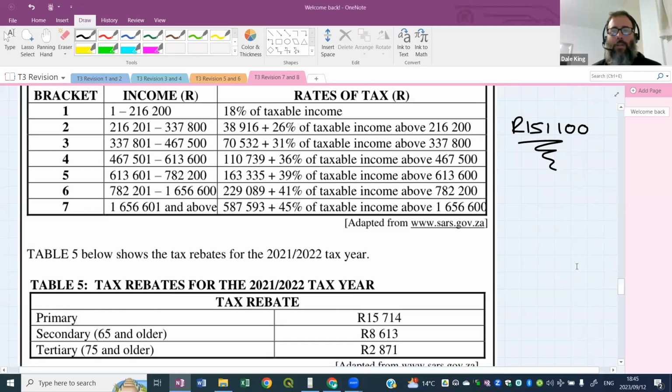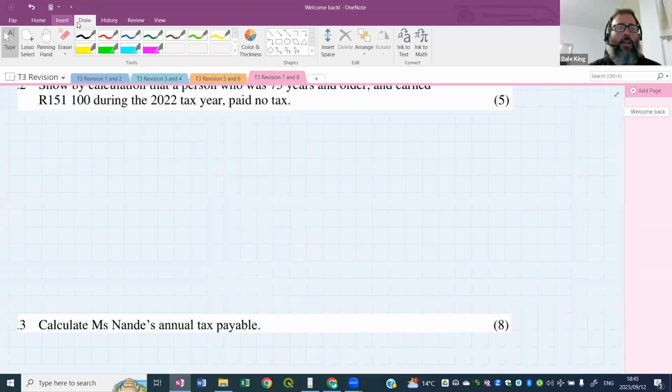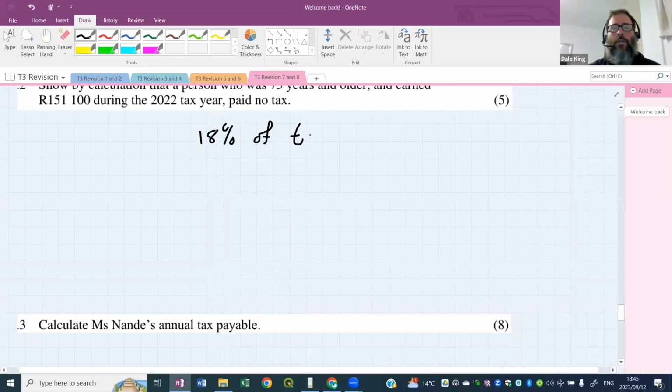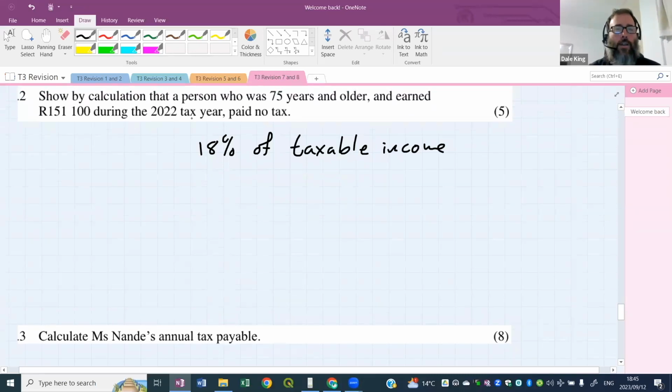All right. What do I do here, Kabo? So you have to look at the bracket that the income falls in, and it falls into the first bracket. All right. We're in the first bracket. Let me write down the first bracket. This bracket says you got to pay 18% of your taxable income. So I've got to use that now. You actually work out 18% of that amount.